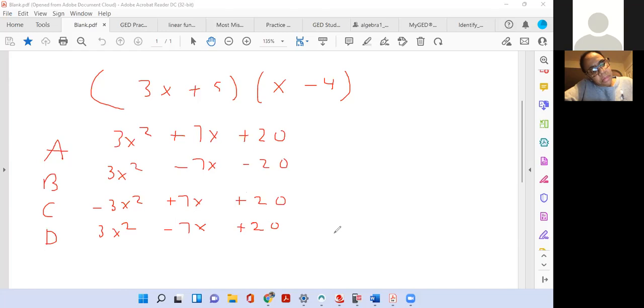So is the answer A, B, C, or D? And you can send me an answer in the chat. Multiply these two terms and tell me if you get A, B, C, or D. And send me your answer in the chat.